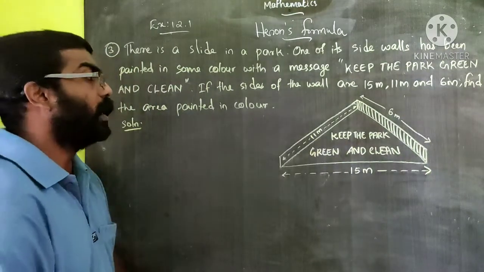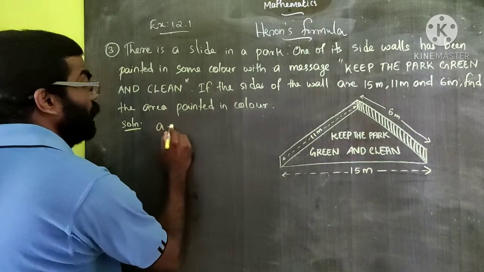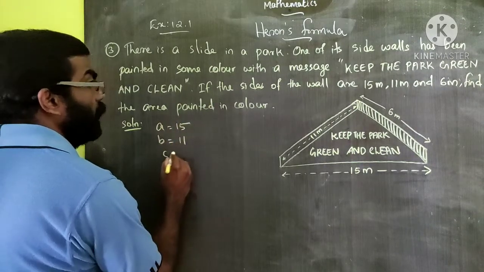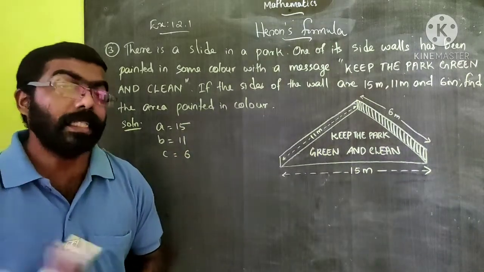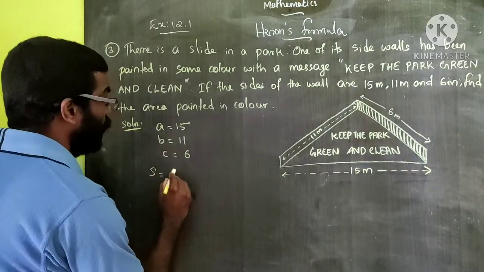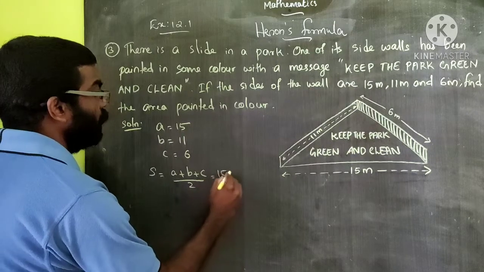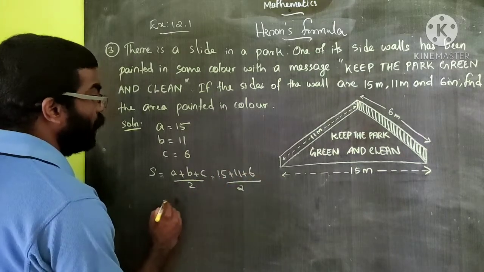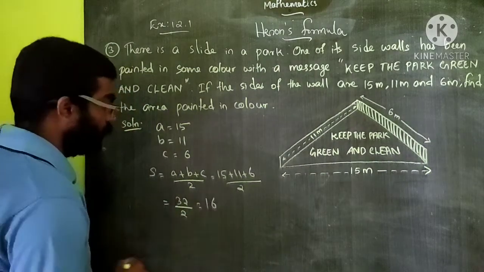Okay, you can easily find the answer. We can take the sides as A, B, C. A is equal to 15, B is equal to 11, C is equal to 6. Now what we can find? We can find the semi-perimeter or half perimeter. S is equal to (A plus B plus C) by 2. Here it is (15 plus 11 plus 6) by 2, which is equal to 32 divided by 2, which is equal to 16.